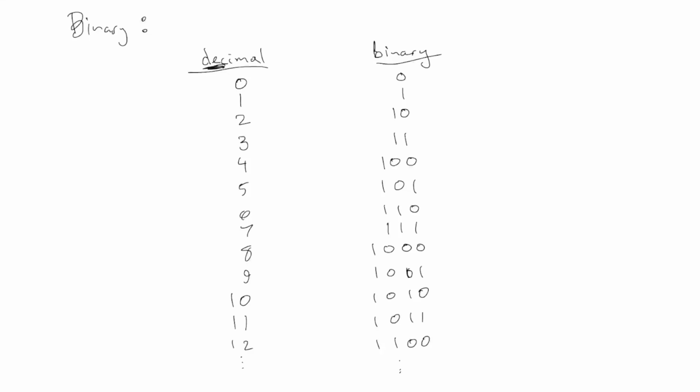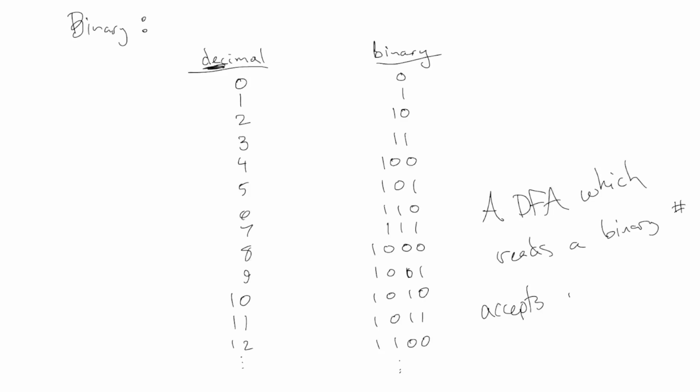Okay. Anyway, I would like a DFA which reads a binary number. So this DFA, its alphabet is not AB, its alphabet is 0 and 1. And it's going to read, the input string will be a number that looks like this. And it should be accepted when that number is divisible by 3.